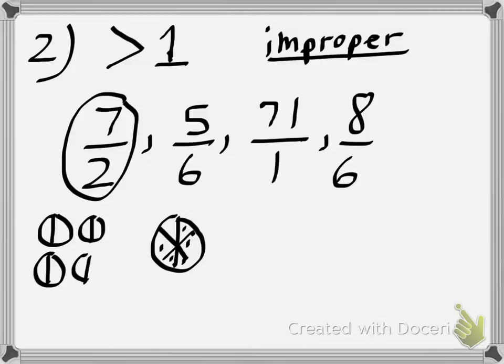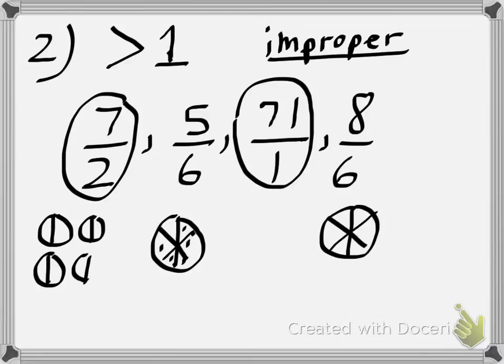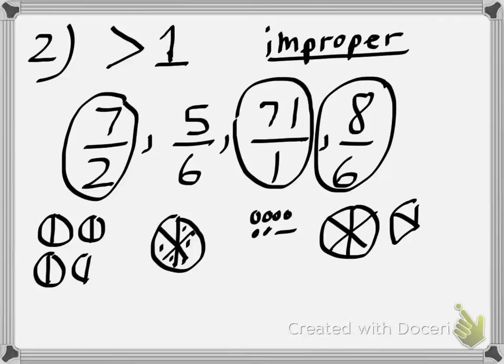And this one here, we would actually have to draw 7 ones of them cut into 1, and this is 8/6. This would be 6/6, and then we would need 2 more sixths to get 8/6. So that one's greater than 1. And like I said, in this one, we'd actually have to go ahead and draw 7 of them. So these three are improper, greater than 1. That means that the numerator is larger than the denominator.